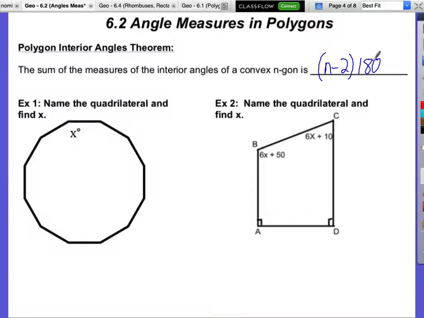Very good, Nathan. Because if we didn't have it in parentheses, then what would you do first here? You would multiply first. But we don't want to multiply first. We want to subtract first. So we put that in parentheses.